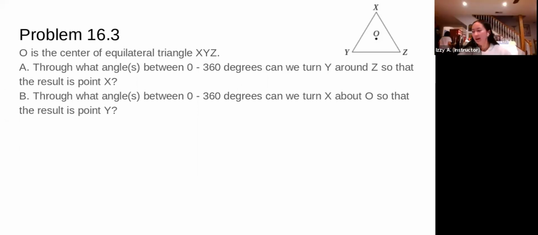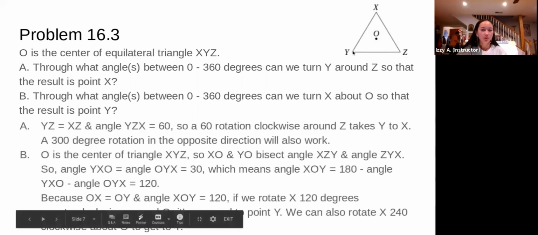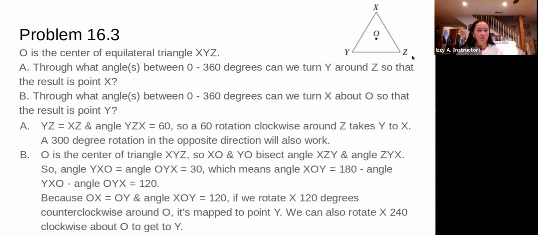Okay, I'll go ahead and go over the answers for this one. We know that because this is an equilateral triangle, the sides are going to be equal to each other. So YZ is equal to XZ, and angle YZX is 60 degrees. So a 60-degree rotation clockwise around Z takes Y to X. A 300-degree rotation in the opposite direction will also work.